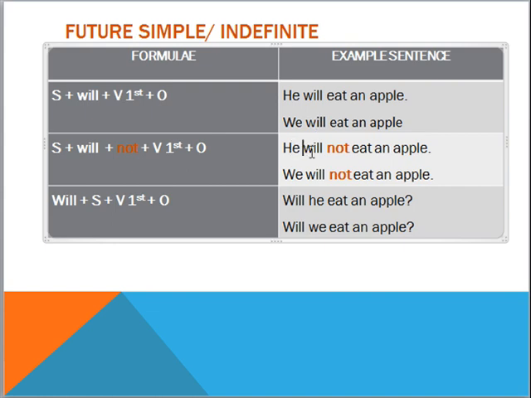And in negative sentence, he will not eat an apple or we will not eat an apple. And interrogative, will in the beginning of sentence: will he eat an apple or will we eat an apple? So that is future simple.